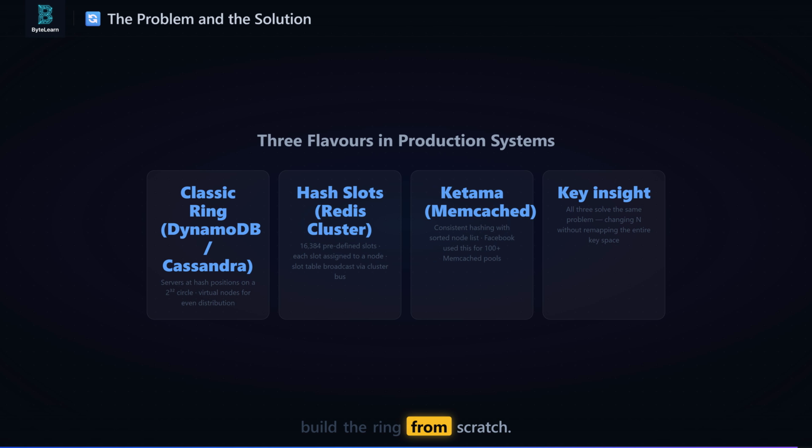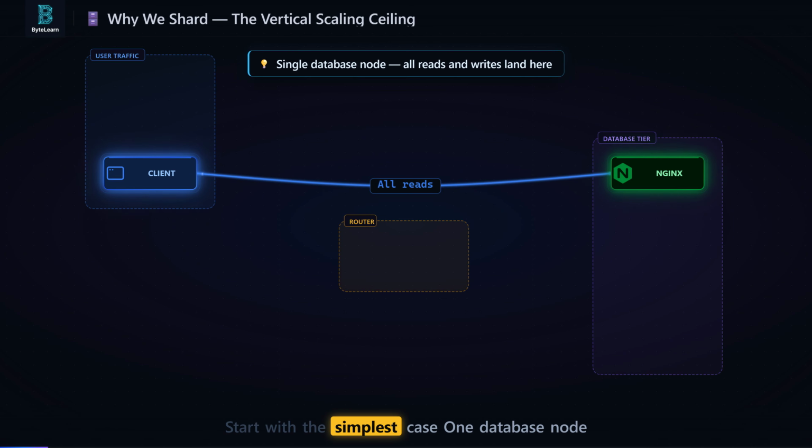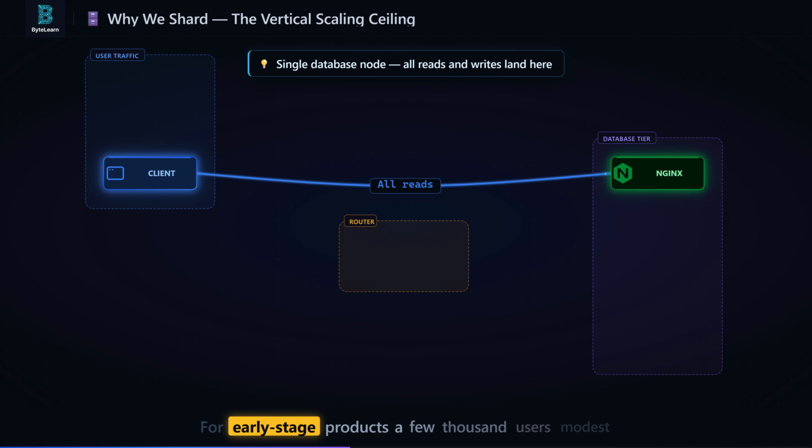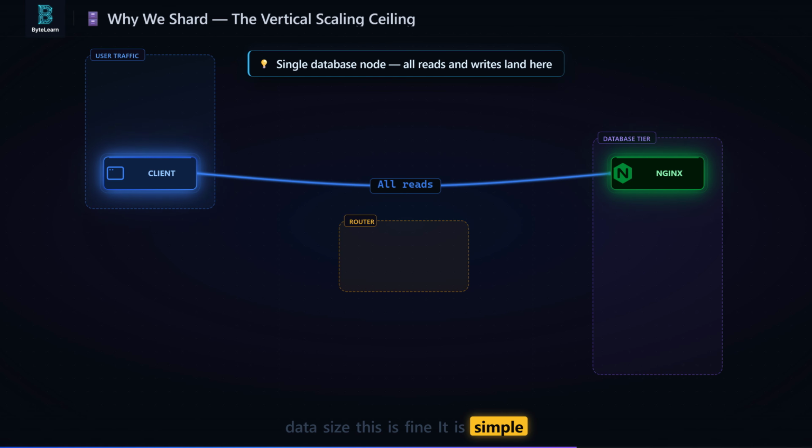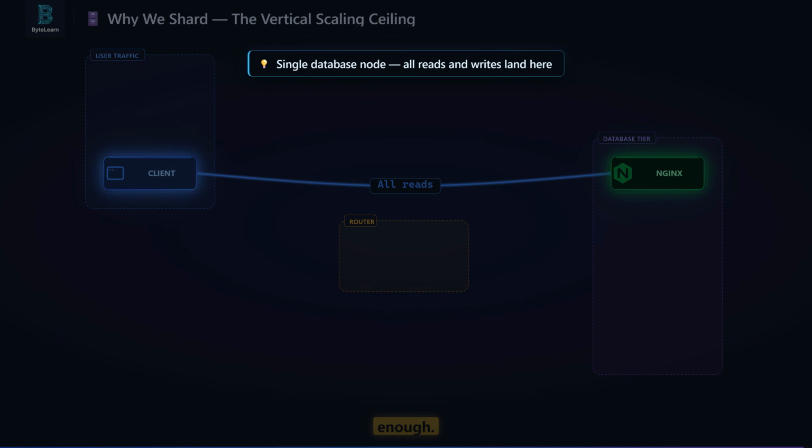Let us build the ring from scratch. Start with the simplest case, one database node handling all traffic. Every read and every write from every user lands on this one machine. For early stage products, a few thousand users, modest data size, this is fine. It is simple to operate, easy to back up, and trivially consistent. The problem appears when it stops being enough.